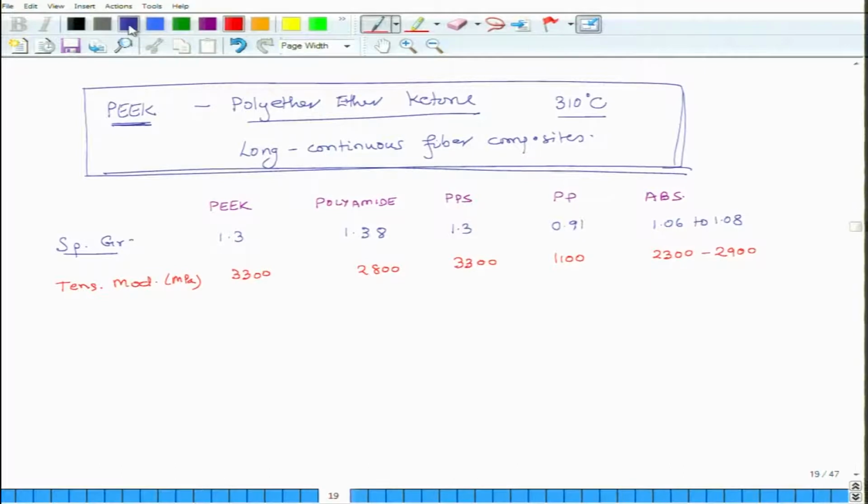Then we have tensile strength, again in MPa. So tensile strength is 92, 95. So polyamides and PEEK have similar strength. Then PPS is again 99, but then polypropylene would be very weak, 33, and ABS is more than that, 41 to 60.